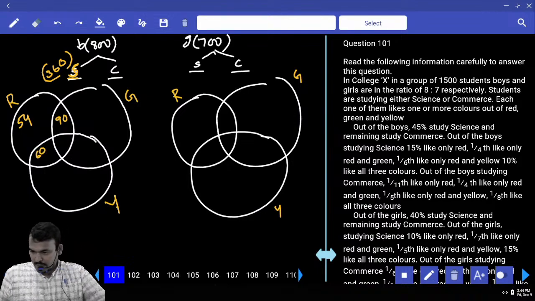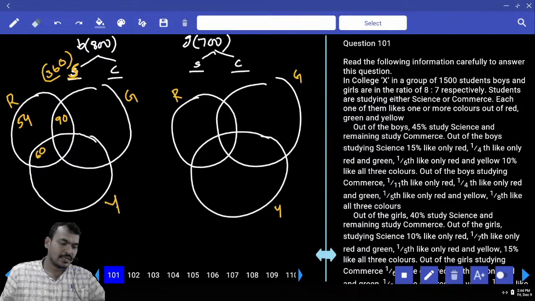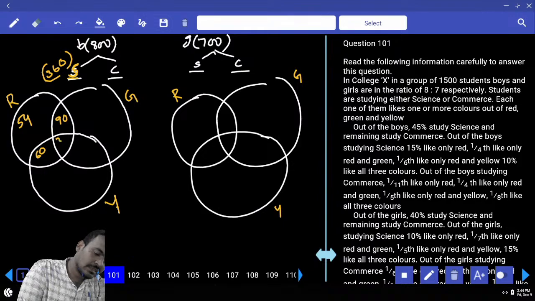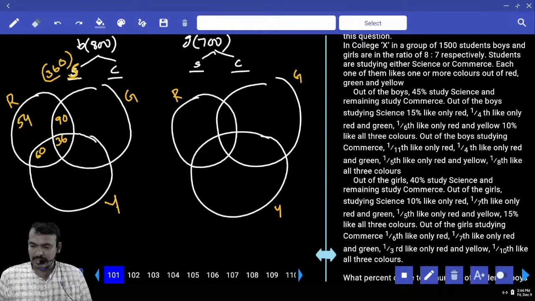Next, 10% like all the three colors. What is the 10%? 36 or not? Next, that is boys in commerce or not? What is the next? Sorry, boys in science. What is the next one?